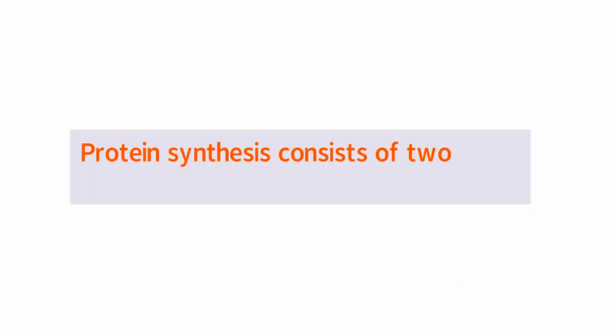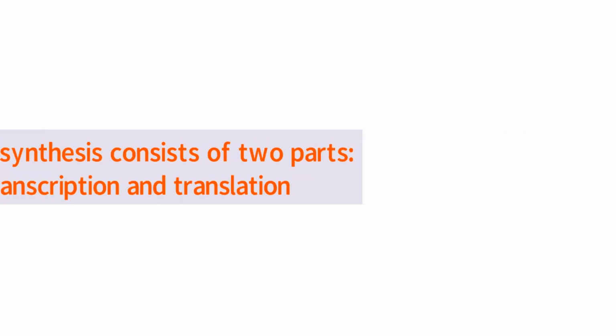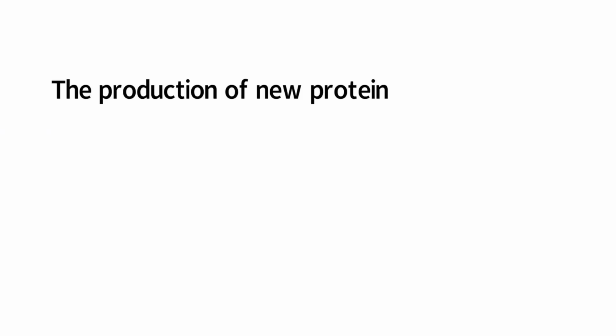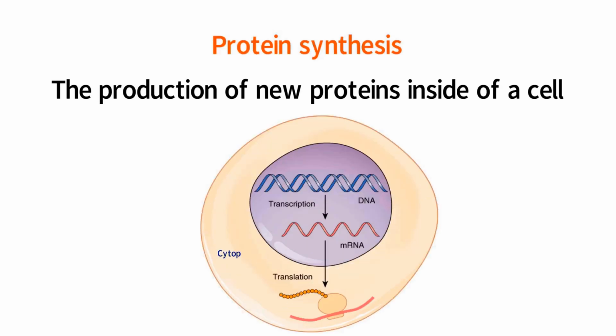Protein synthesis consists of two parts, transcription and translation. The production of new proteins inside of a cell is referred to as protein synthesis and occurs in the cytoplasm. Transcription is the first step in protein synthesis. For proteins to be made properly, the genetic code for how to build the protein must be followed.